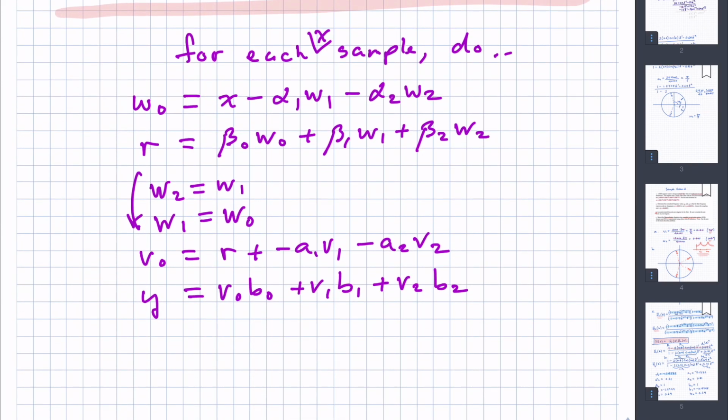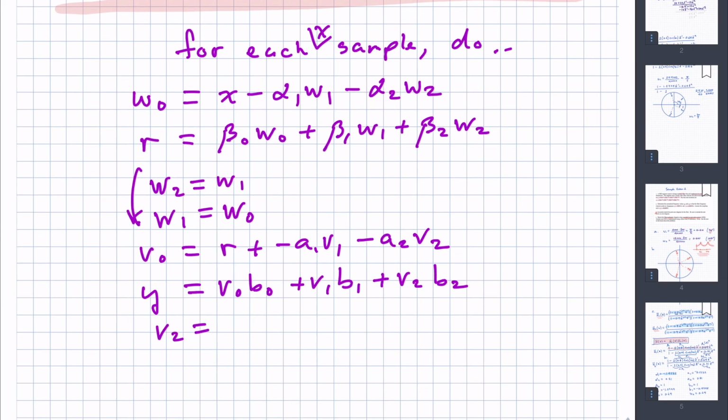All right, then the last thing we do is update the delay line for the V's. V2 is equal to V1, V1 is equal to V0. And that's the end of this loop. When we run this, this will give us the output of the filter that we want.